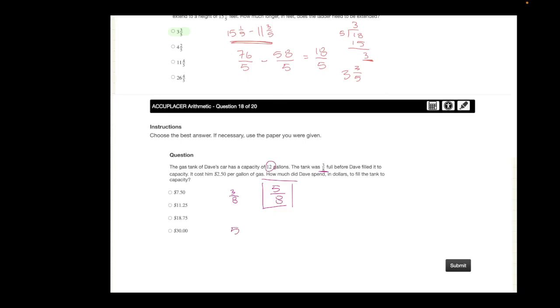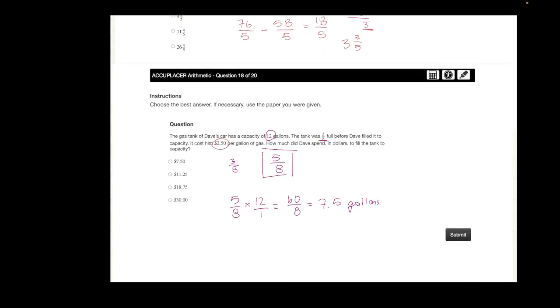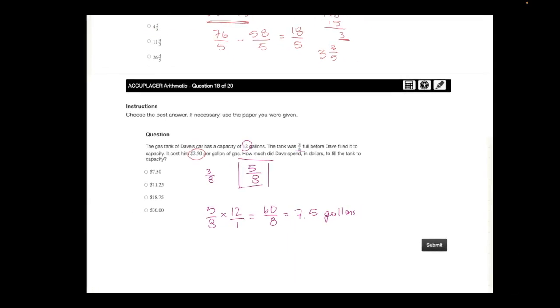So we can do 5 over 8 times 12 over 1, because we want to multiply fractions here. It's going to give us 60 over 8, which is equal to 7.5. So he had to spend money on 7.5 gallons. So we know that it cost him $2.50 per gallon of gas. So we're just going to do this multiplication. We can do it right here at the bottom.